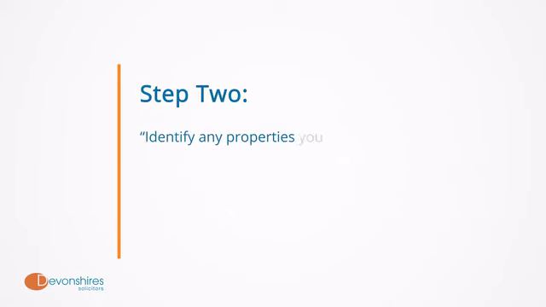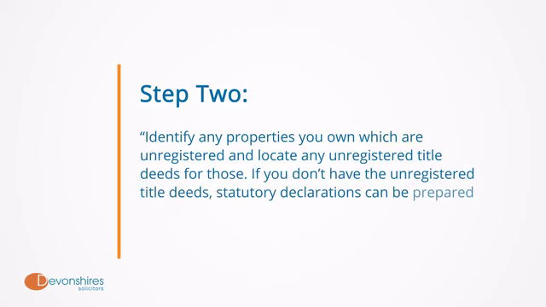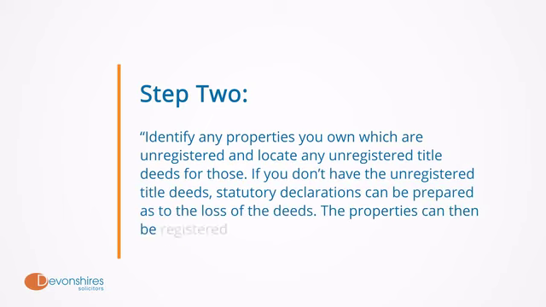Step 2 is identifying any properties which you own which are unregistered and locating any unregistered title deeds for those, and if you don't have the unregistered title deeds, preparing statutory declarations as to the loss of the deeds and getting those properties registered at the Land Registry.